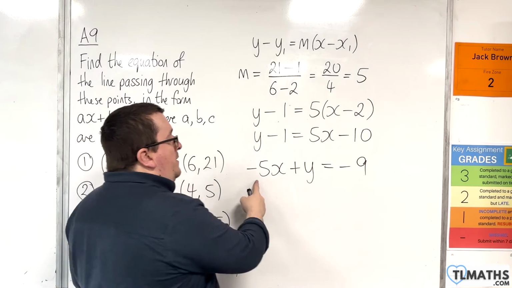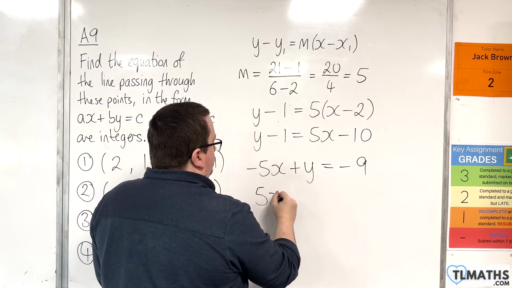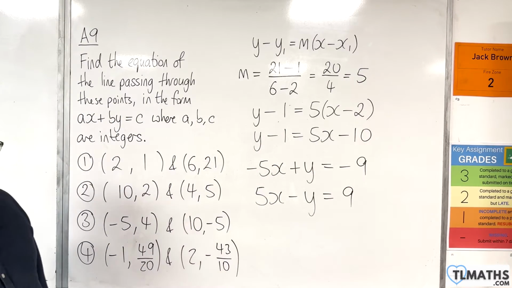If you don't like the minus signs being there, you could multiply everything through by minus 1 and write it like that, if you prefer. And that looks a little bit neater.